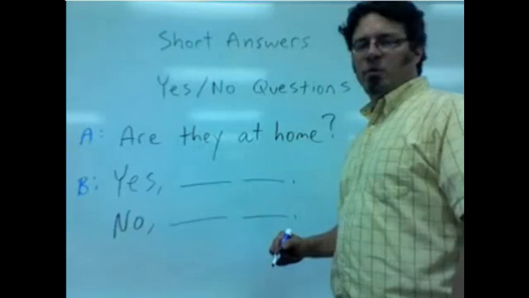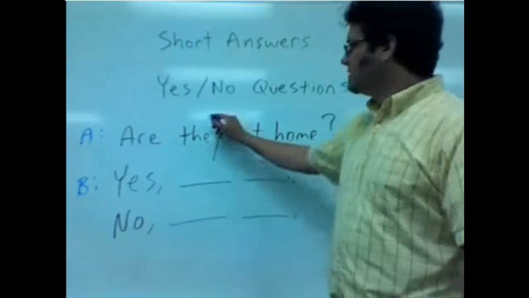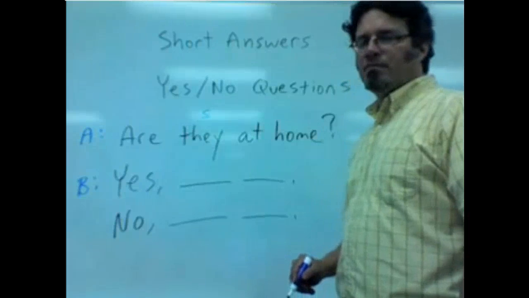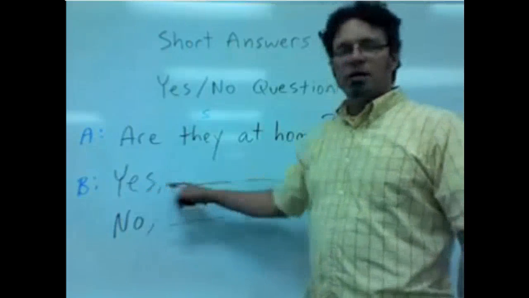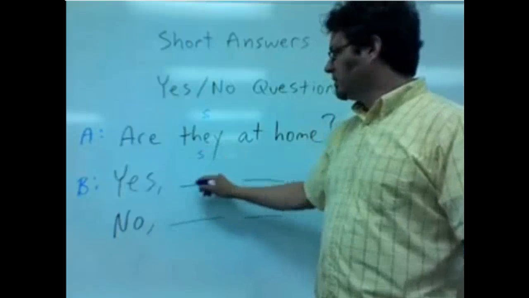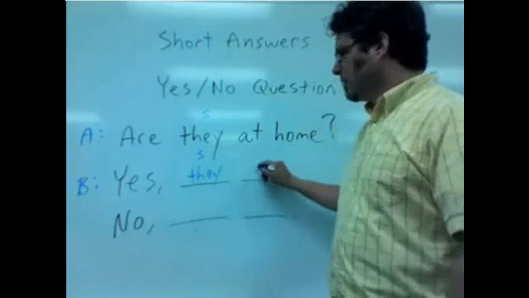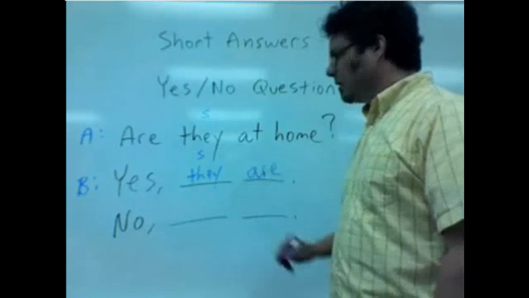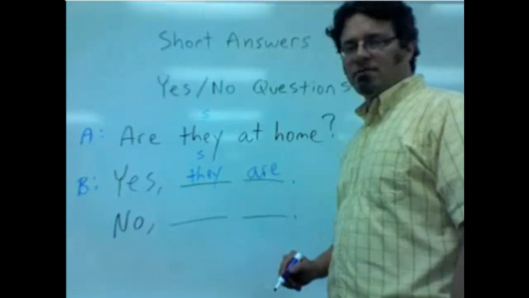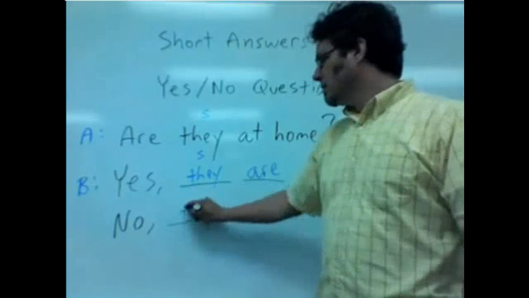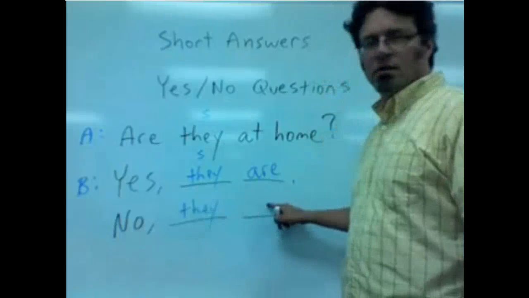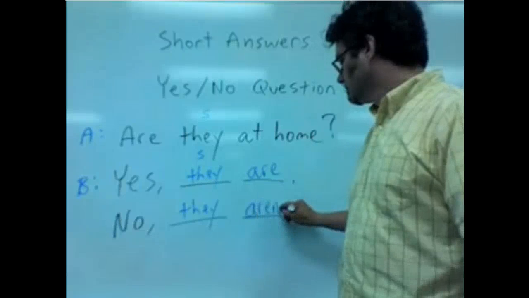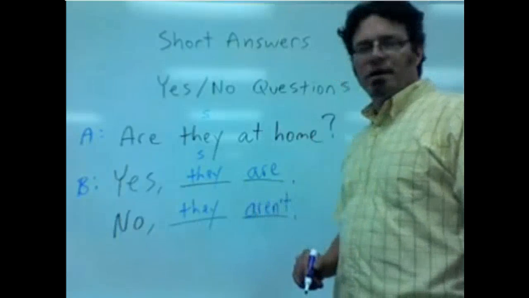The plural form for he, she, or it is they. Are they at home? Answer, yes, they are. The subject goes here, they. The verb be goes here, are. Negative, no, they aren't.